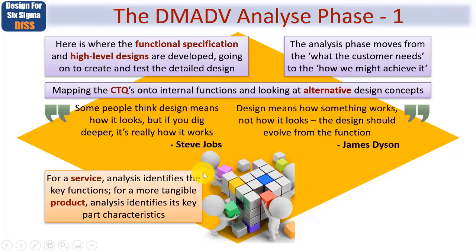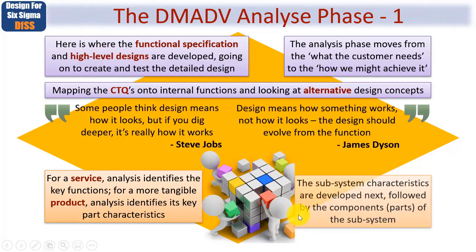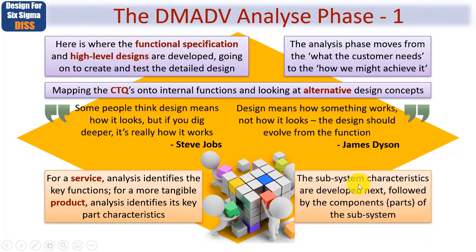But for a more tangible product, for example, this analysis phase identifies that product's key part characteristics. And as you go deeper into your product or service, the subsystem characteristics are developed next, followed by the components or parts of such a subsystem. We'll see how that is called drill-down in a later module.